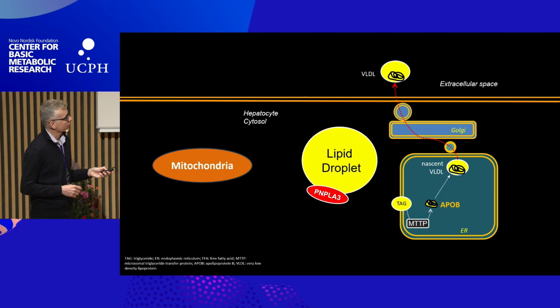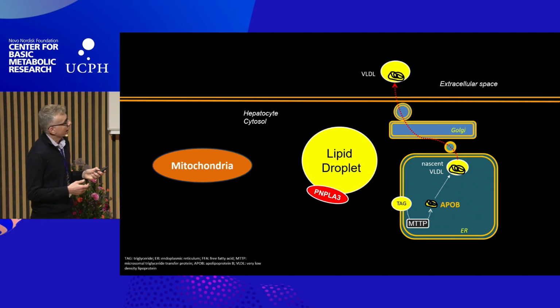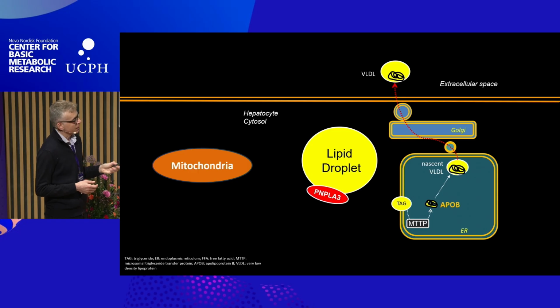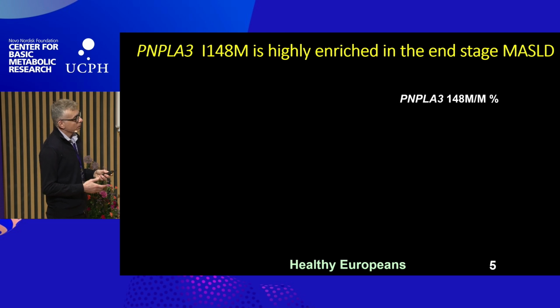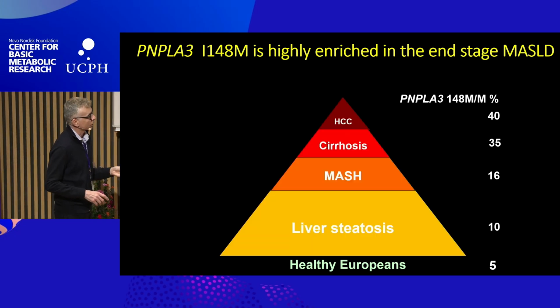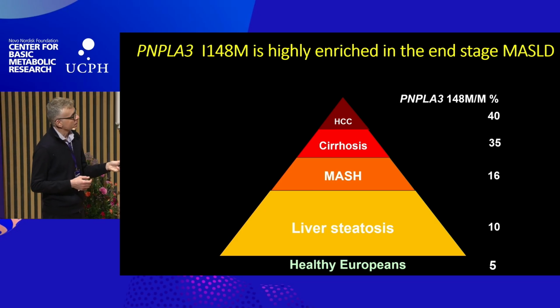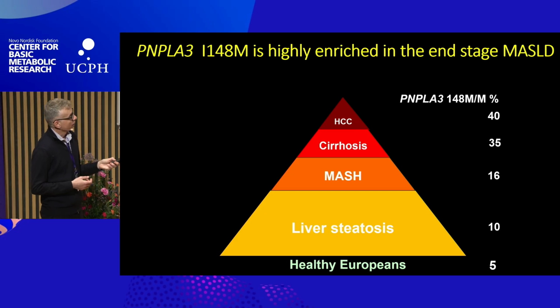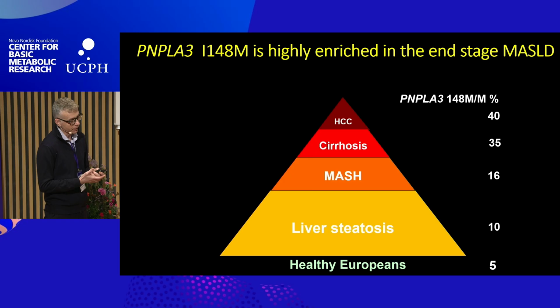So PNPLA3 is a protein that sits on the lipid droplets. What it does is allow the free fatty acids to be mobilized from the lipid droplets, so to get out. The frequency of the variant in homozygosity in Europeans is 5%, in those that are healthy. But if you look across liver steatosis, then inflammation, cirrhosis, and HCC, you see a tremendous enrichment, so that from 1 in 20, you get almost 1 in 2 that are homozygotes when you have liver cancer, and more than 1 in 3 when you have cirrhosis.